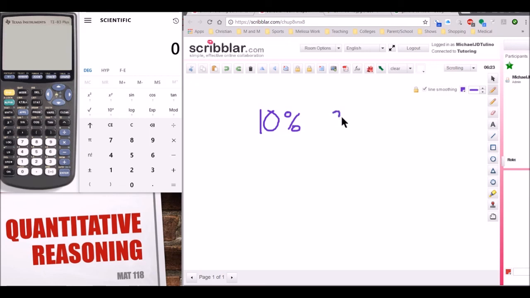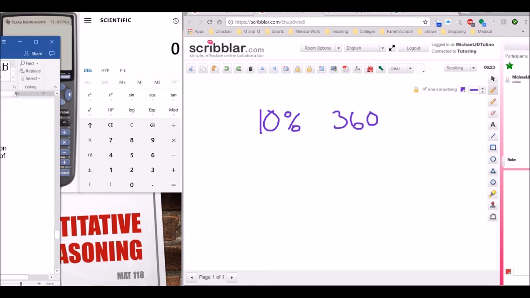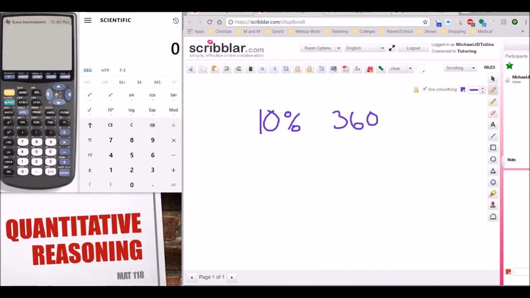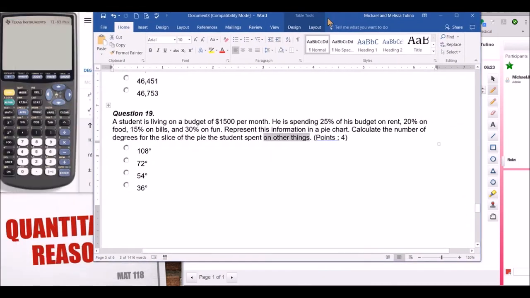Now a whole circle is 360 degrees. So we want to know the degrees for the slice of pie the student spent on other things. We need 10% of 360 degrees. So 10% as a decimal is 0.1 times 360 is 36. And here we go, 36.